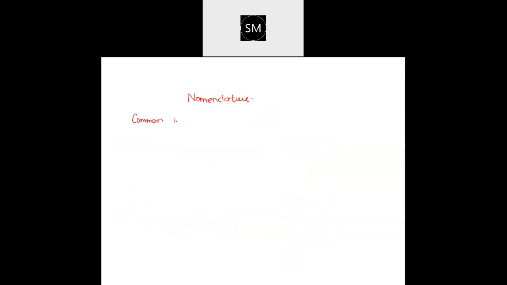Common name, then we had IUPAC name. Common and IUPAC. Common name was alkyl halide and aryl halide. For aromatic compound, aryl halide. For aliphatic compound, alkyl halide. IUPAC names are the chapter headings themselves. Haloalkanes. If it is alkyl group, it is haloalkanes. If it is aryl group, then they are haloarenes.